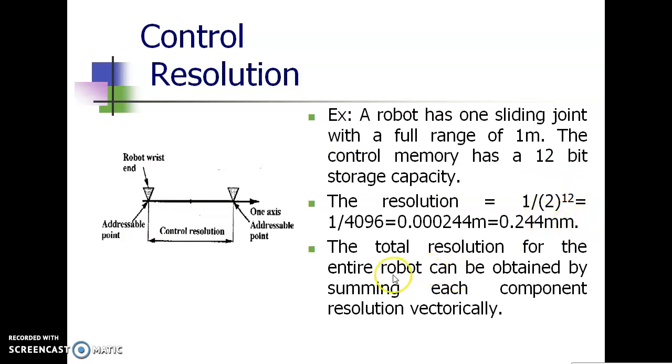The total resolution for the entire robot can be obtained by summing each component resolution vectorially. So how can we obtain the spatial resolution? By summing up the individual control resolutions vectorially, we will get the spatial resolution. So simply remember, control resolution is the distance between two addressable points.